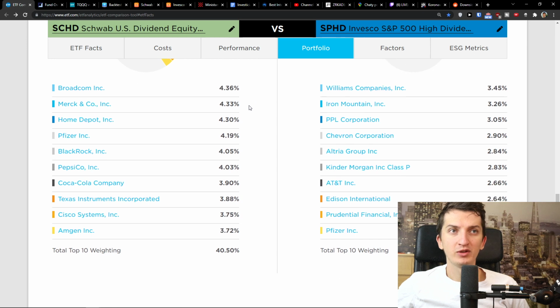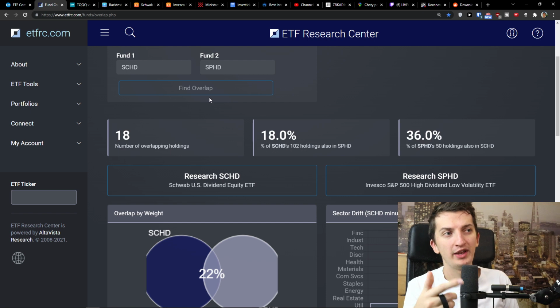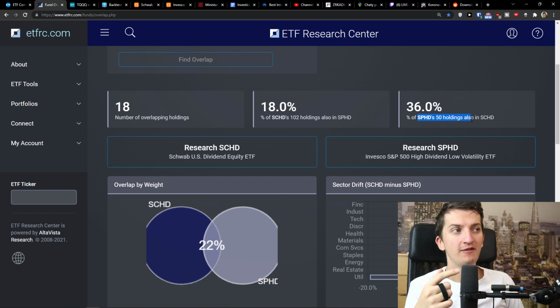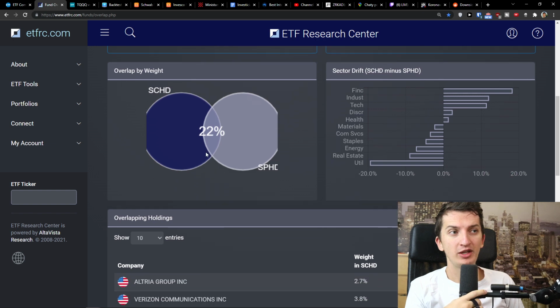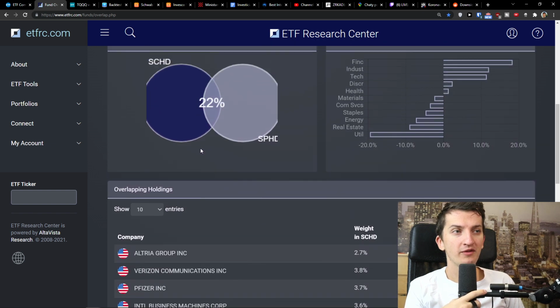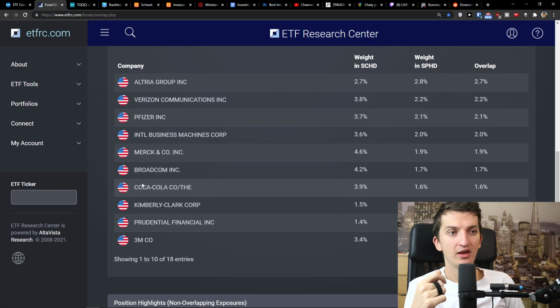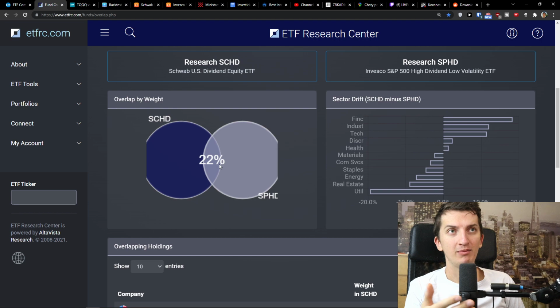SCHD, on the other hand, has Broadcom, Home Depot, Pfizer, BlackRock, PepsiCo, Coca-Cola Company. When we look at the fund overlap between SCHD and SPHD, we see 18% of SCHD's 100 holdings are also in SPHD, and 36% of SPHD's 50 holdings are also in SCHD. We can clearly see that the overlap is 22%. The overlapping companies are Ultra Group, Verizon, Pfizer, Broadcom, Coca-Cola, Prudential Financial. So they are overlapping, but only by 22%.